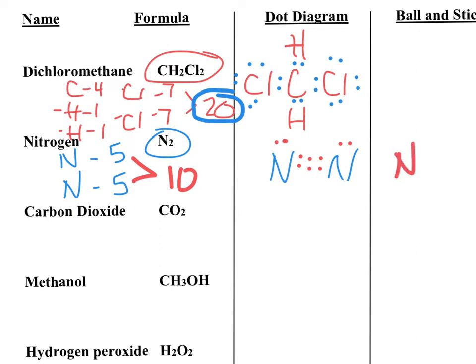So when I have my nitrogen, it's actually a triple bond. And you can put your dots on the outside if you like. But there you go. There's our dot diagram for nitrogen.